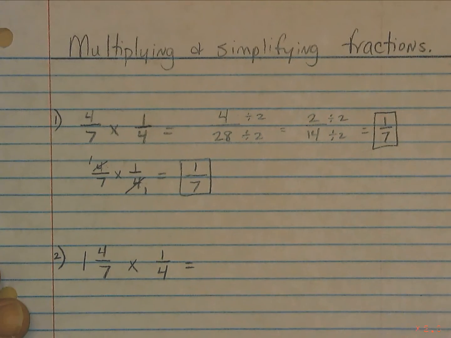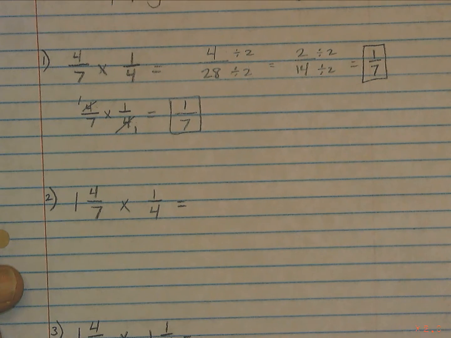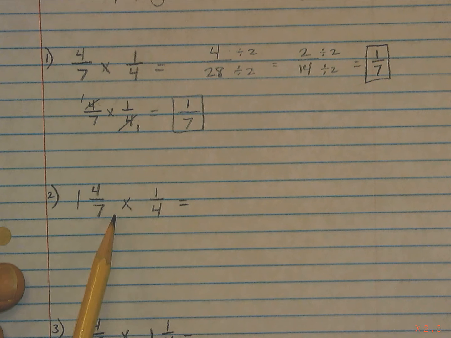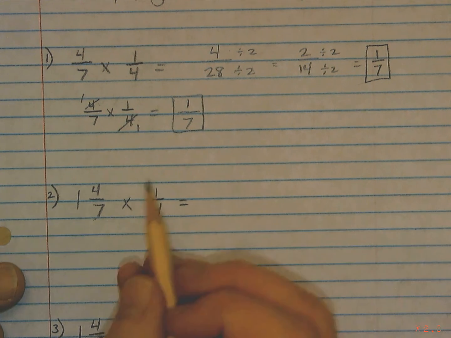Okay, look at number 2. Same type of problem. The only difference is I added a 1 here to show you a mixed number. Okay, it's nothing we can do here. We can leave that alone. But for this, we're going to change that to an improper fraction. Okay, you can't solve it the way it is. You can't just multiply straight across.